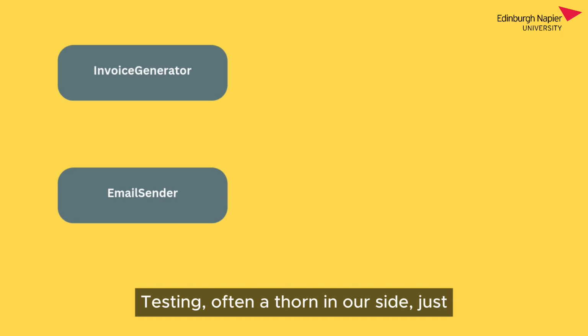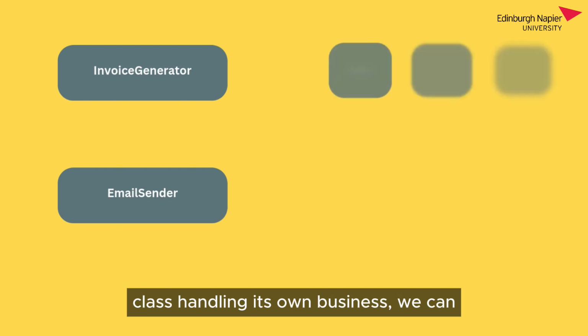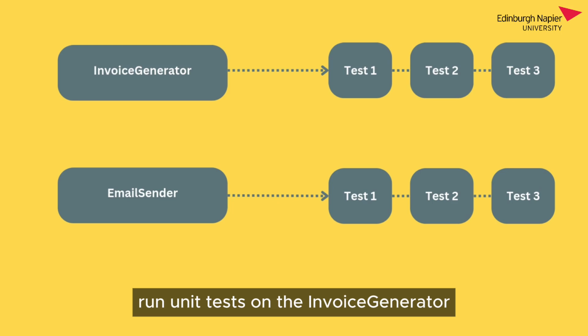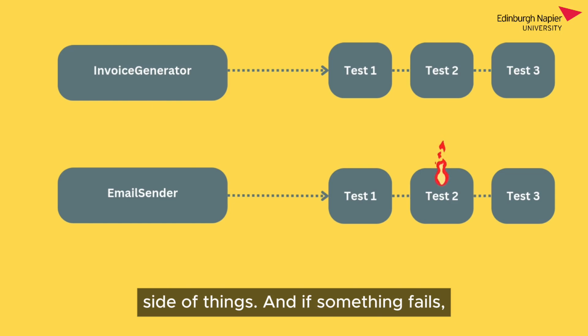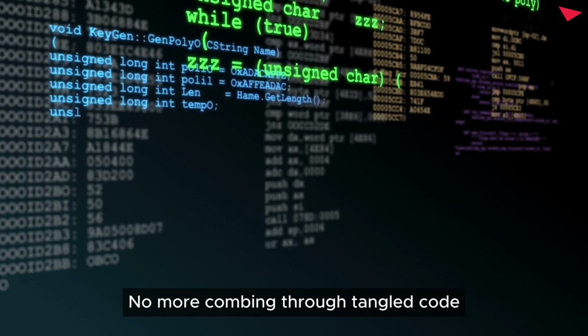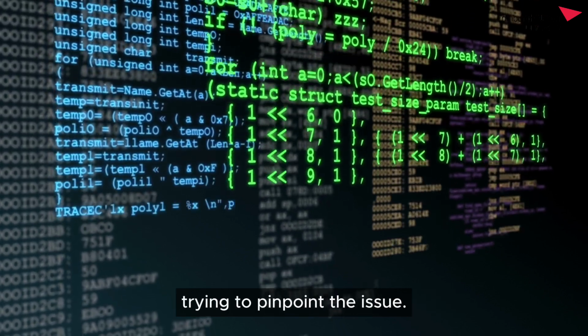Testing, often a thorn in our side, just got a whole lot smoother too. With each class handling its own business, we can test them separately. This means we can run unit tests on the invoice generator without even thinking about the email side of things. And if something fails, you know exactly where the problem lies. No more combing through tangled code trying to pinpoint the issue.